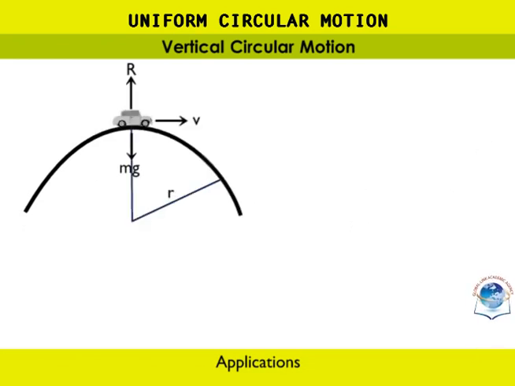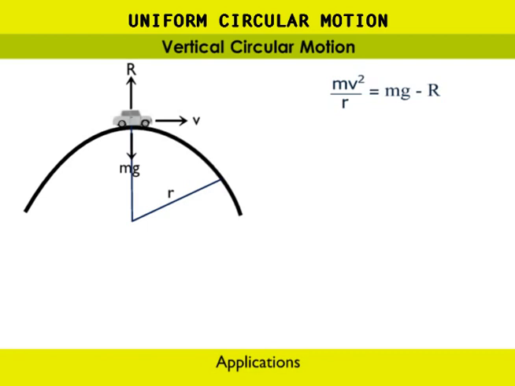Now, consider a car of mass m traveling at a speed v over the top of a hill with radius of curvature r. At the hilltop, R, the reaction force, is in the opposite direction to the car's weight. Because the path is curved, the resultant force, which provides the centripetal force, must be the difference between these two forces. So mv squared over r is equal to mg minus R.